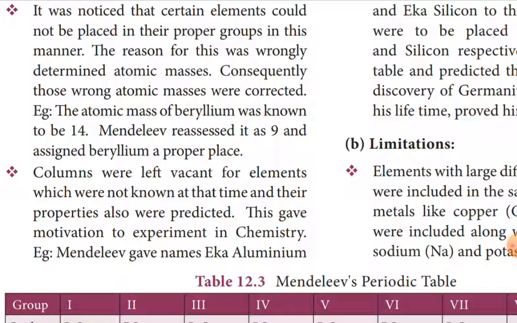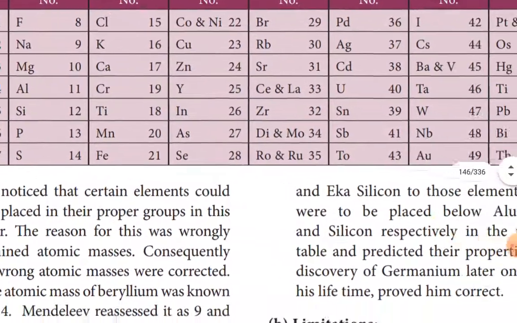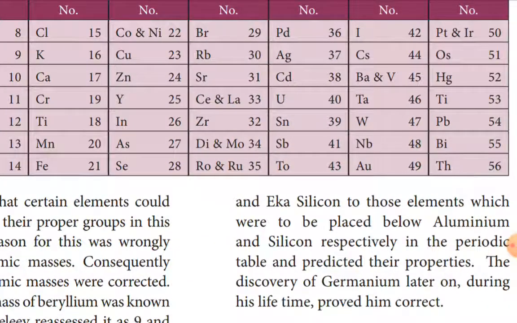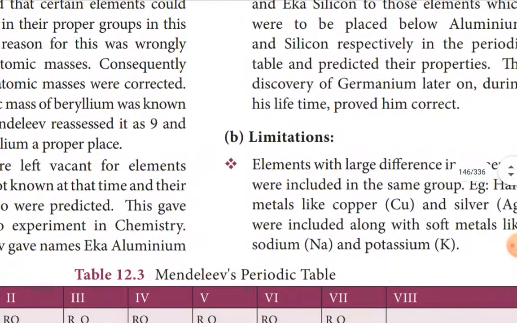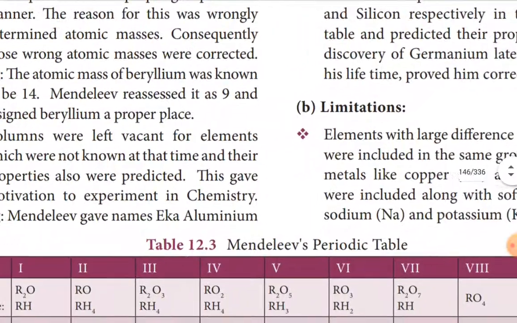For example, Mendeleev gave the names Eka aluminium and Eka silicon to those elements which were to be placed below aluminium and silicon respectively in the periodic table, and predicted their properties. So Mendeleev predicted the properties of the element germanium. Before the discovery of germanium, Mendeleev left a place for germanium by his determination.